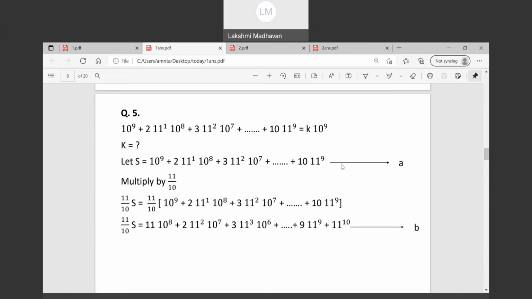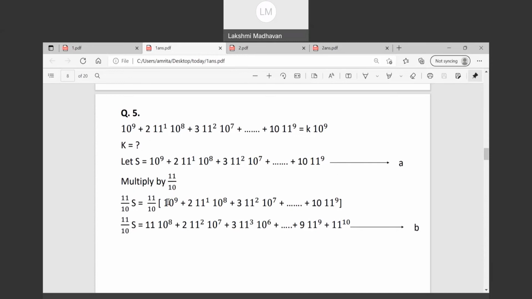Now, in order to solve this and formulate it in a better way, what I'm going to do is multiply the whole equation by 11 by 10, that I have formulated here. So this will be 11 by 10 S is equal to 11 by 10 into this term.